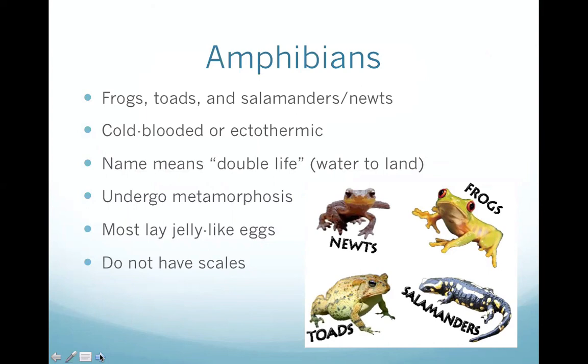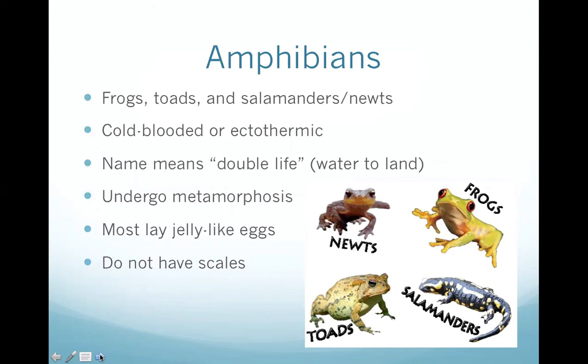Double life meaning amphibians all start their life in the water. Their eggs are laid in the water. They hatch out of their eggs and then they start living in the water, and then they eventually move on to land. You're probably pretty familiar with frogs. They start off as eggs laid in the water, then a little tadpole comes out. The tadpole starts changing or undergoing metamorphosis, and then eventually they live on land.